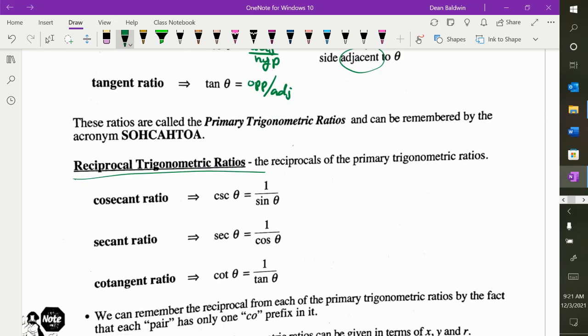Did everything just go downhill right there? It's not a good look.